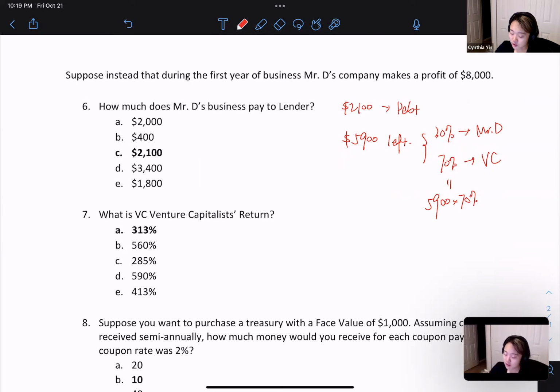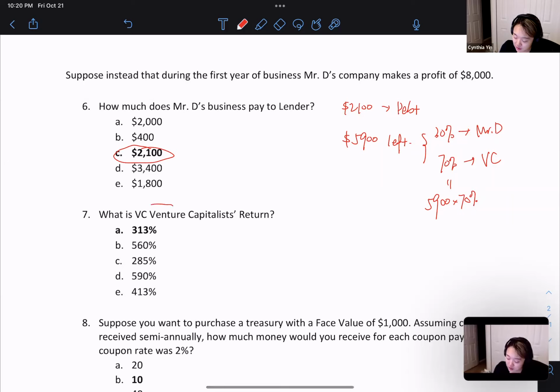Then let's look at question 6 first. Question 6 asks how much Mr. D's business pays to the lender. It's just $2,100 because of what I just described. It includes the principal and the interest, okay?